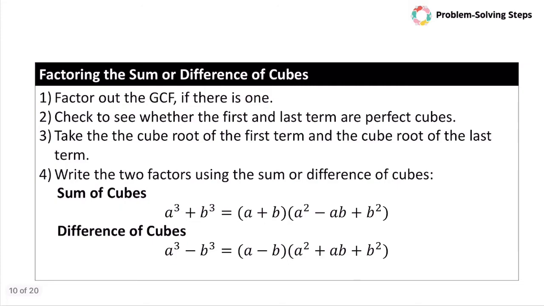So when we're factoring the sum or difference of cubes, we're going to start off by factoring out the GCF if there is one. Then we'll check to see whether the first and last term are perfect cubes, and we'll take the cube root of the first term and the cube root of the last term. Then we'll write our factors using the sum or difference of cubes.